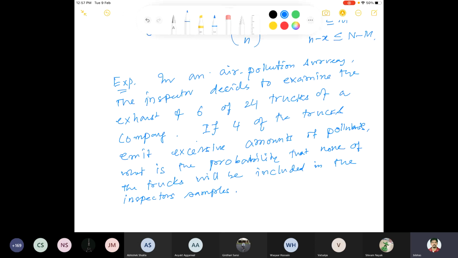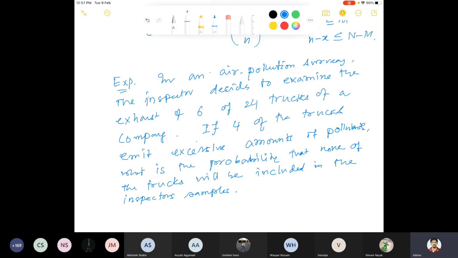Now what is the probability that when the inspector chooses the six trucks, none of these 4 trucks is included in the sample? This is a problem I want to solve. So this is a setup. So how do I go about it?